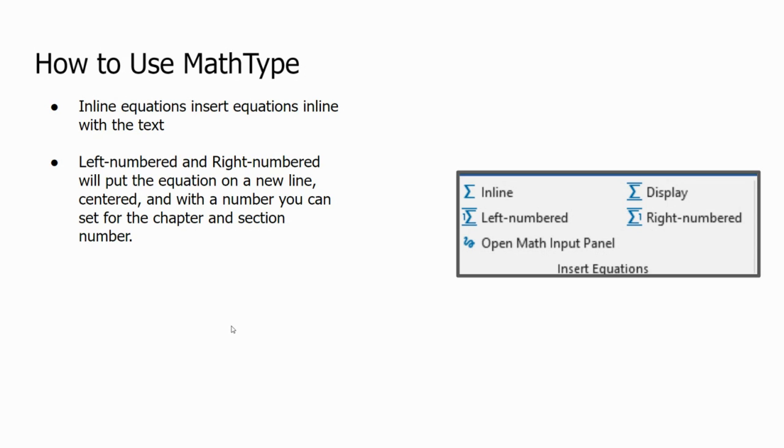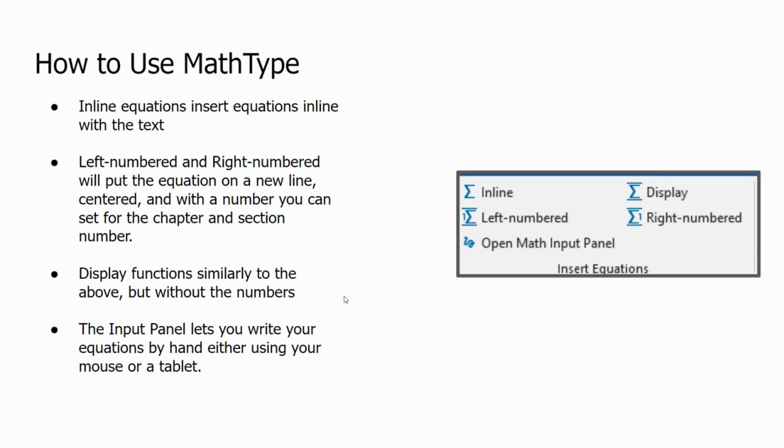and you can set the chapter and section number. That is more of a preference, in my opinion, but I didn't really use it. And then display functions, similar to the left and right numbered, but it won't have the numbers. It'll just be centered on a new line.